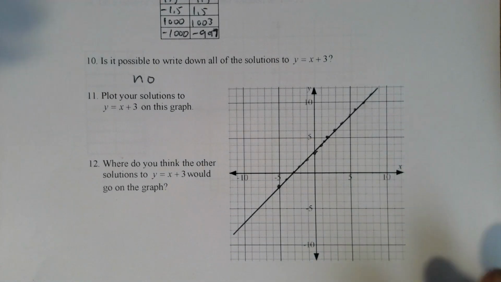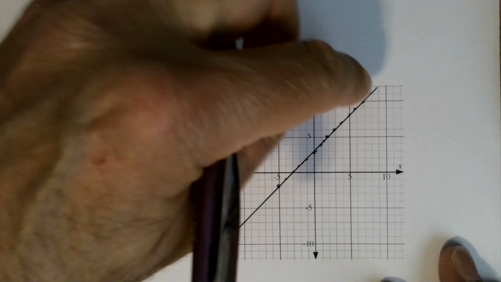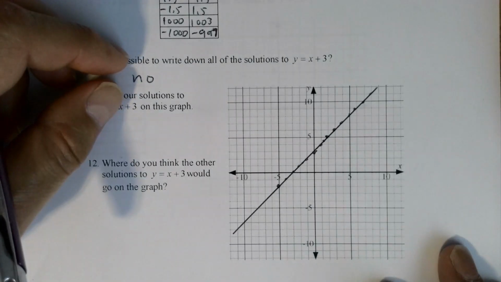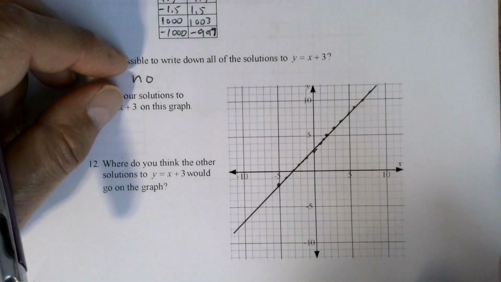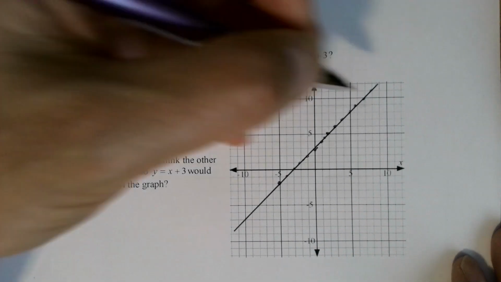Okay, now let's talk about the 1,000, 1,003. That's going to be way off the end here. In fact, there's going to be an infinite number of solutions way off the end there. So there's nothing special about 1,000 and 1,003.